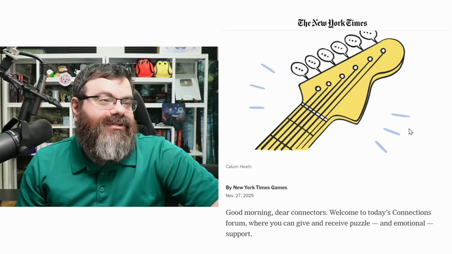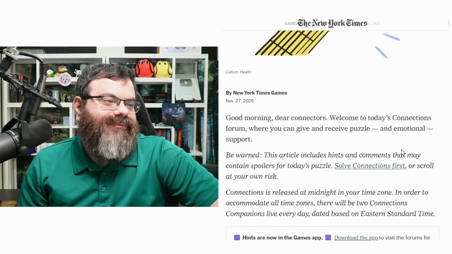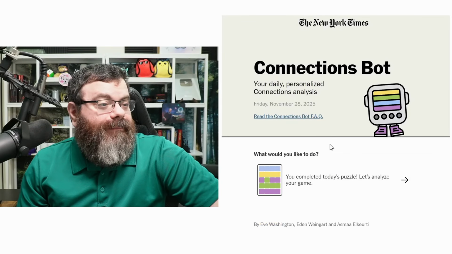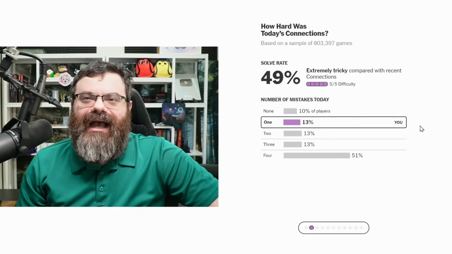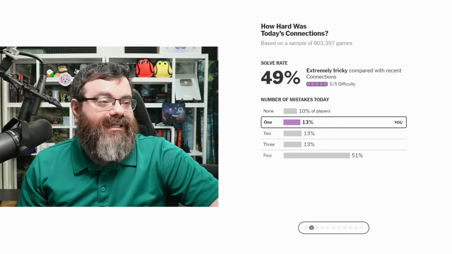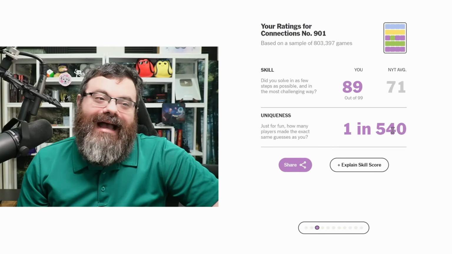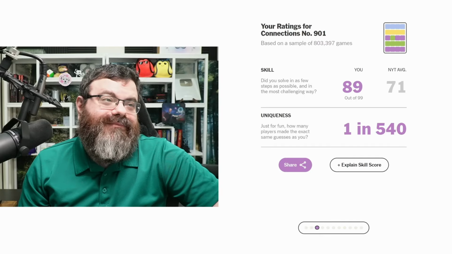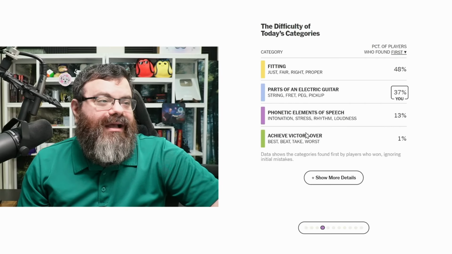All right, they showed us a picture of a guitar as a hint. And then speech bubbles for talking. Intonation. 2.3, okay. 49% solve rate. Whenever there's trivia, I never know whether the general population is going to know that trivia or not. Oh, wow. Considering I have one mistake, I'm not that unique. 1 in 540. That's quite a bit for having one mistake. So I'm not alone for sure.